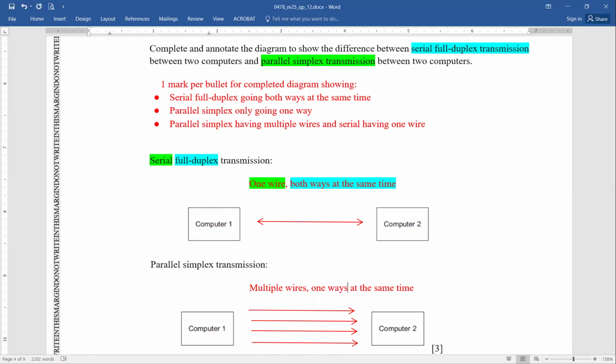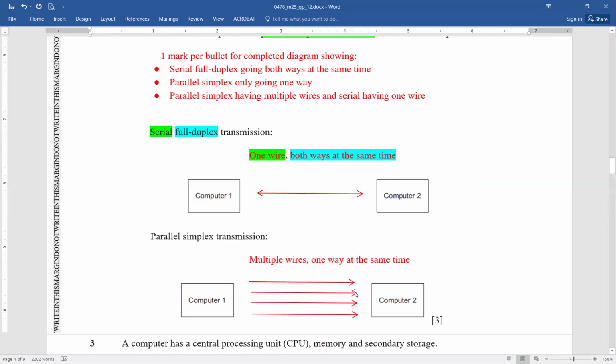One way, exactly. This is the mistake, and you have to see it. That is the intelligence shown by Ali. That's great, wonderful. Parallel means multiple wires, and simplex means one way at a time. Isn't it? One way at the same time, isn't it? So you can see here.